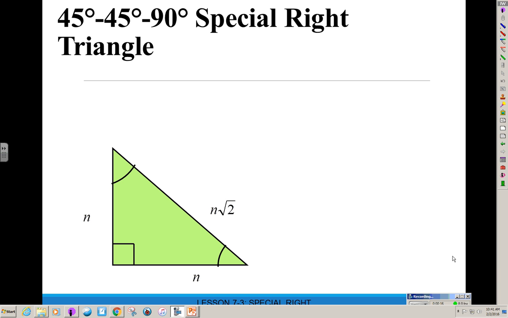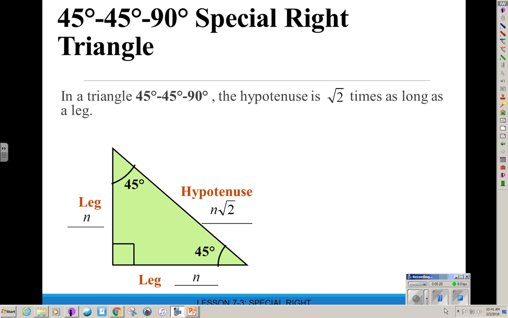A 45, 45, 90 triangle is one like this. We call it 45, 45, 90 because the angle measures are 45 degrees, 45 degrees, and 90 degrees. The way it works is that the hypotenuse is the square root of 2 times as long as a leg.